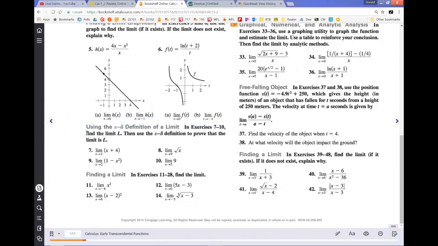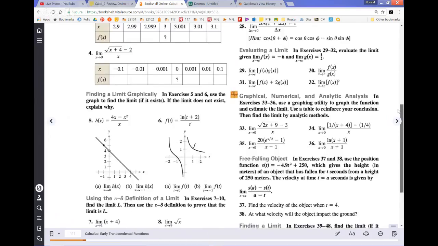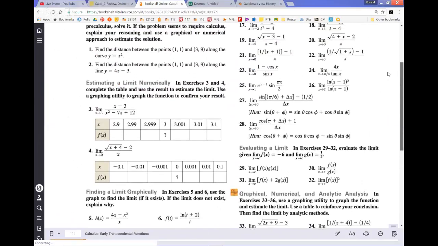Which I'm having trouble getting to. Okay, number 3. So this is one of those charts where you're supposed to fill in and tell what's going on here. Okay, so 3 doesn't work.